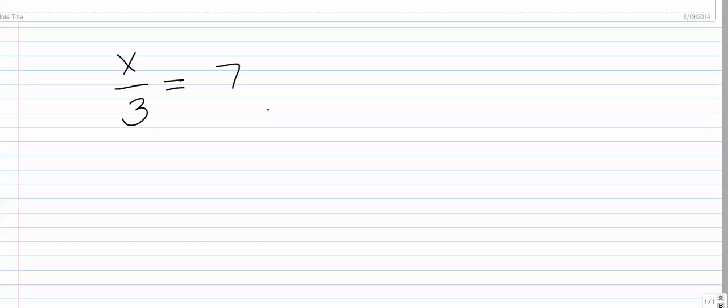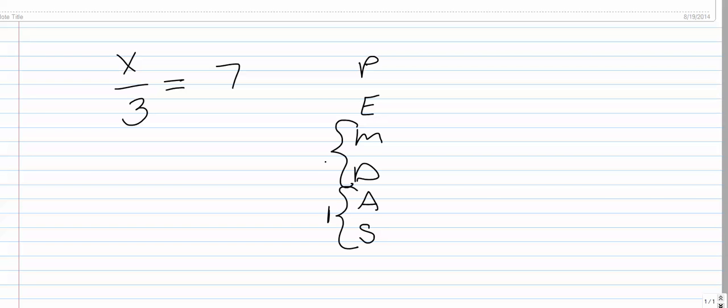And again, if we follow the order of operations and we undo addition and subtraction first, well, this problem doesn't have any addition and subtraction. So then our next step is to undo multiplication or division. So this problem does involve division. How do I undo division? Well, I have to do the opposite operation, and that would require multiplication. Whatever I do to the left side, I have to do to the right side.